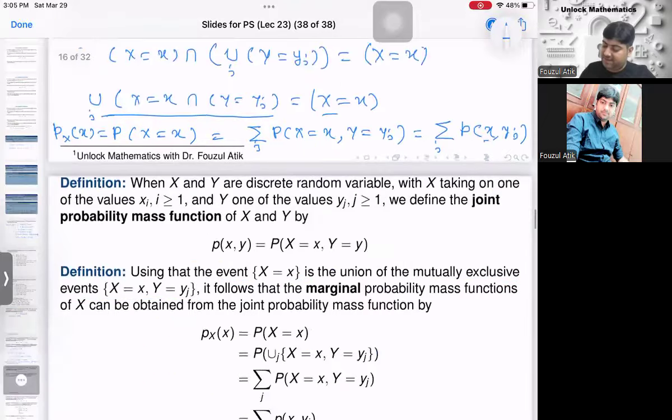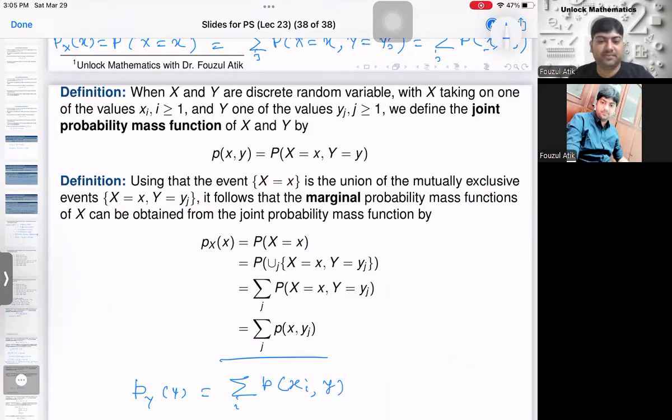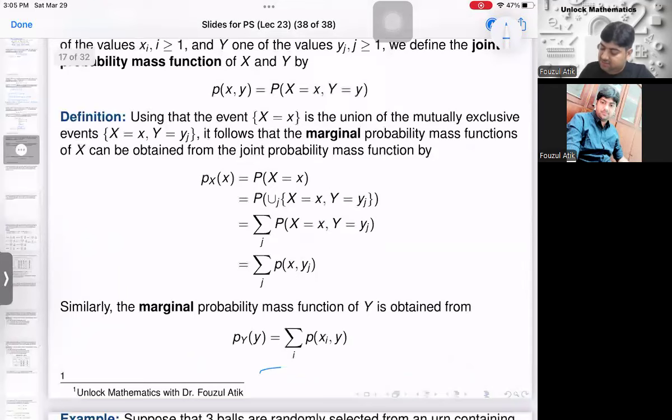Right? In the same way, this is the calculation we have already done. In the same way, what is the marginal probability mass function of y? The marginal probability mass function of y will be p of Y is equal to y. It is summation over i of p of xi comma y, where y will be fixed, but you have to sum over xi. This will be the marginal probability mass function of y. I hope it is clear. Okay.